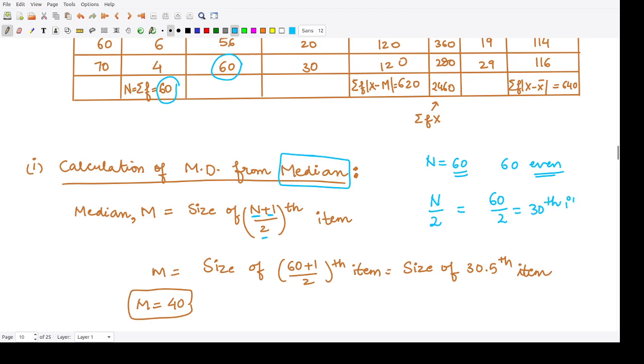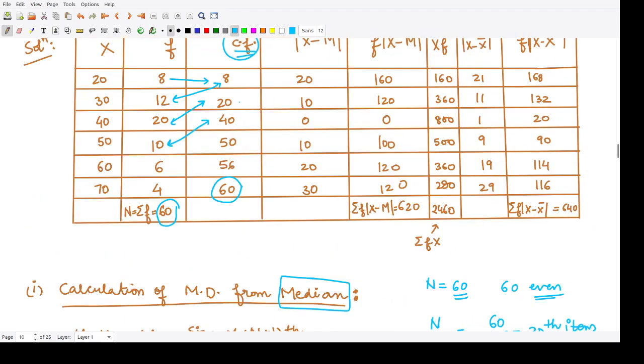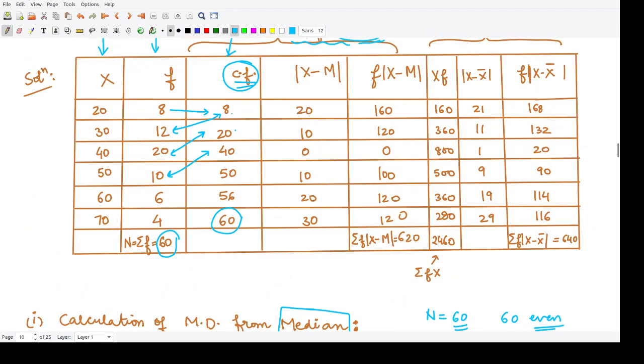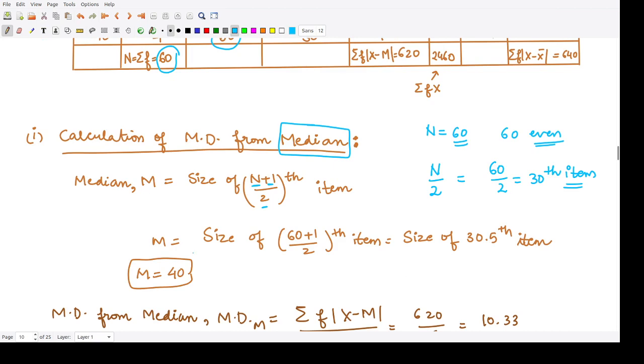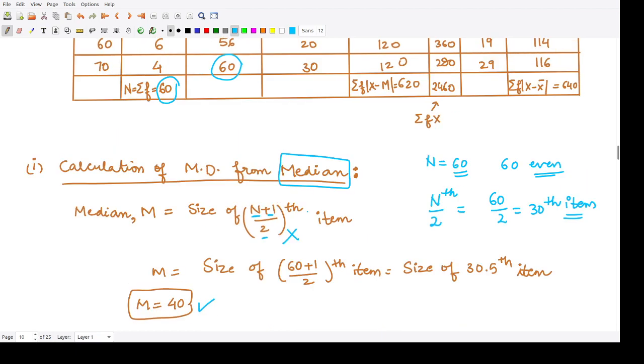So the size of the 30th item, what would that be? The 30th item would come in the cumulative frequency after this term 20. So it would come here, right? So that means 40 is the corresponding median. So our median here is this number 40. So we'll use the formula size of n by 2th item, not this one, right? This is written wrong. So this is the median.